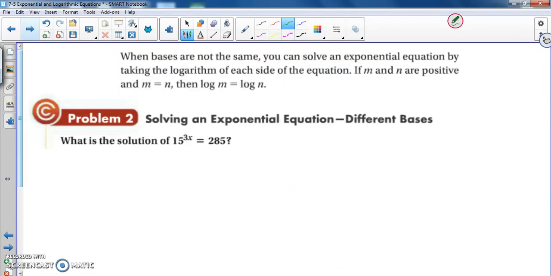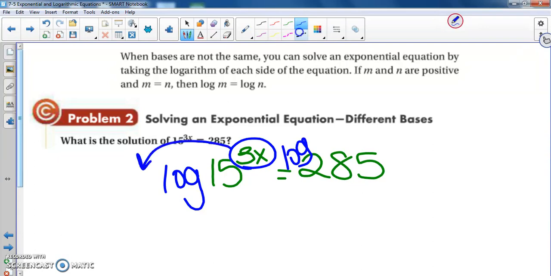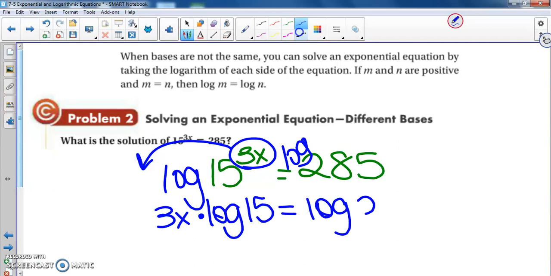When bases are not the same in an exponential equation, we can solve by taking the logarithm of each side. So what we do is log both sides of our equation. We have 15 to the 3x power is equal to 285. We are going to log both sides since we cannot rewrite 15 and 285 as the same base. Since we have a log, we're going to take our exponent and put it to the front. 3x times log of 15 is equal to the log of 285.